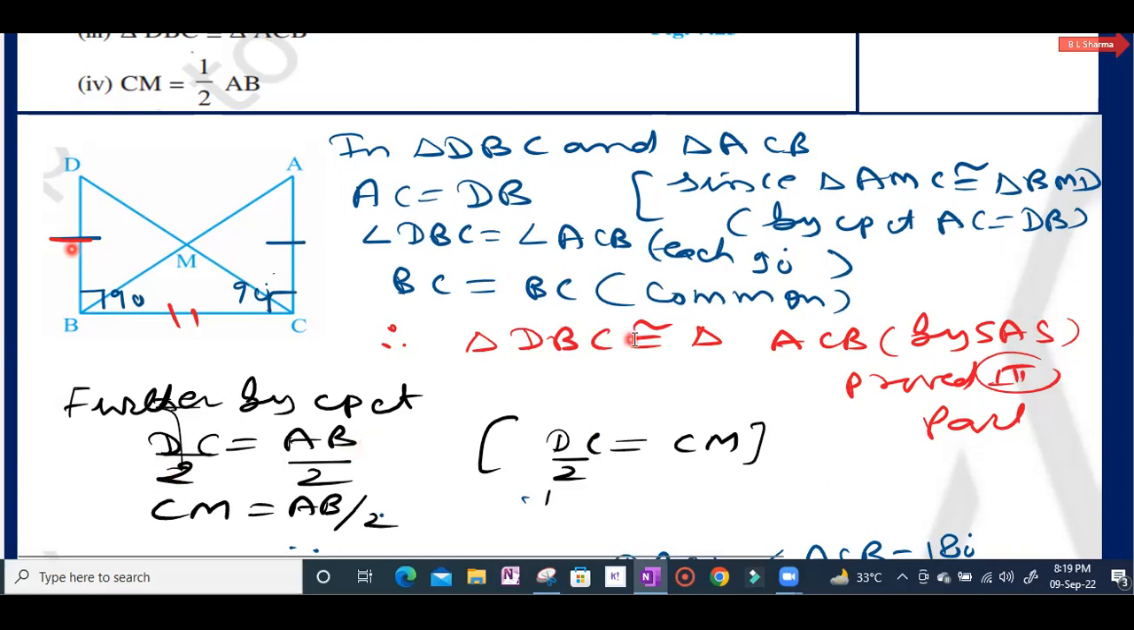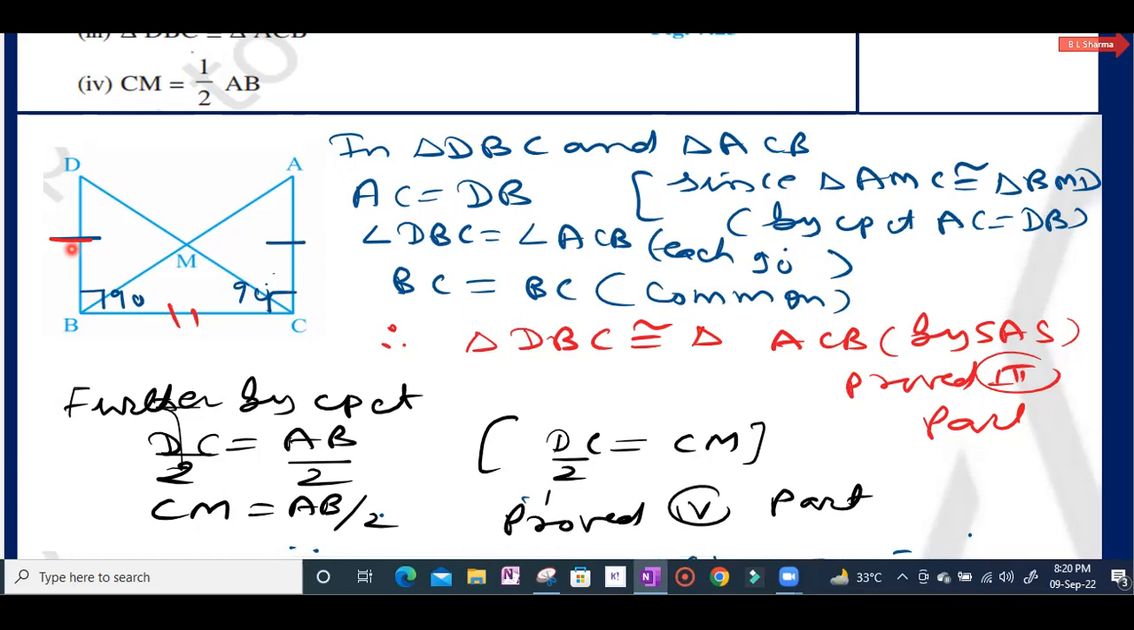Since DC is equal to AB by CPCT, divide both sides by 2. DC को भी 2 से डिवाइड किया, AB को भी 2 से डिवाइड किया. लेफ्ट हैंड साइड in place of DC upon 2 we can write CM. So CM is equal to right hand side AB upon 2 and this is to be proved. यही प्रूव करना था हमें. CM is equal to half of AB. So this is proved, fourth part. So that's all for this question and for this exercise 7.1. Thank you.